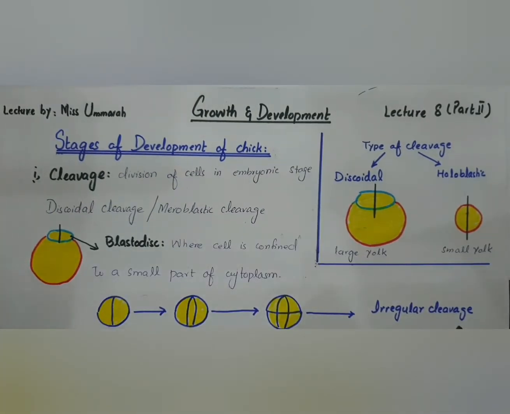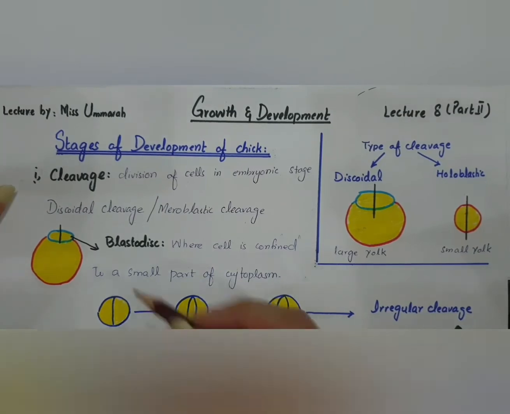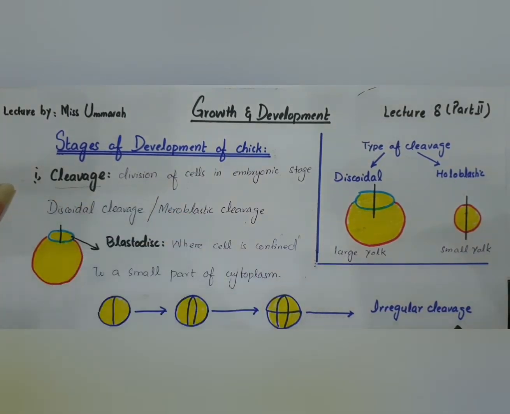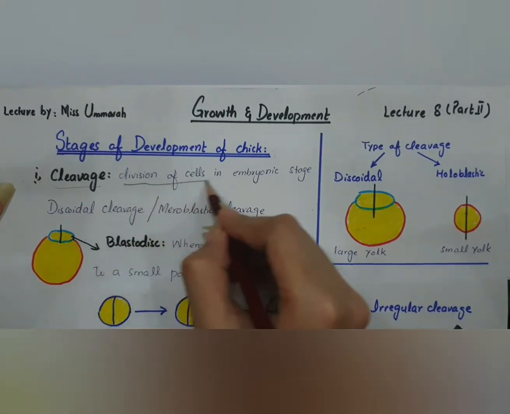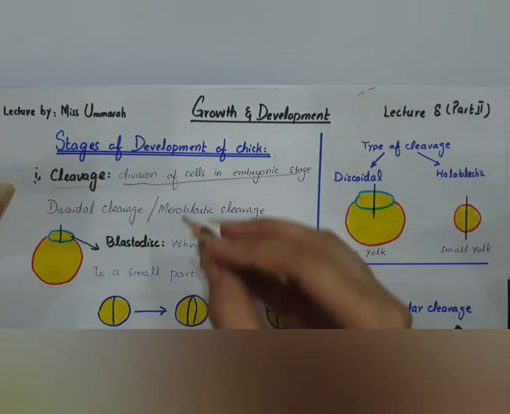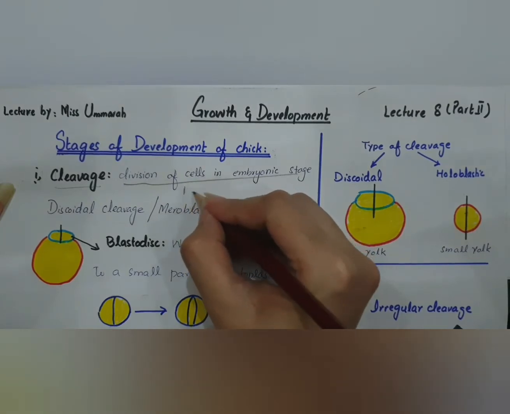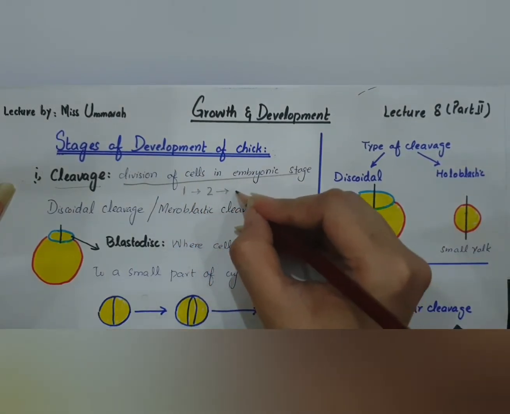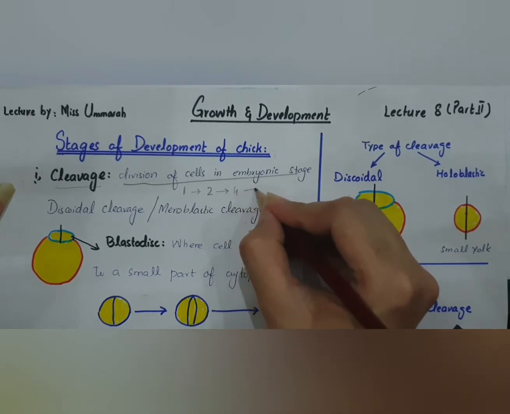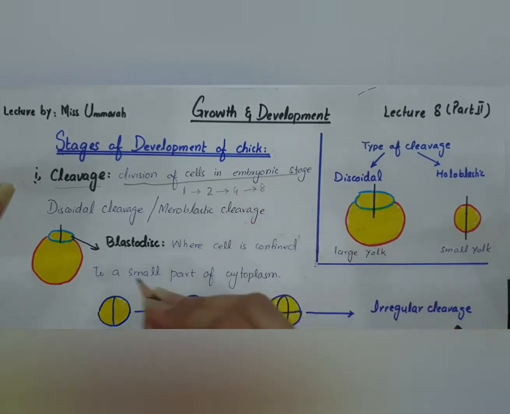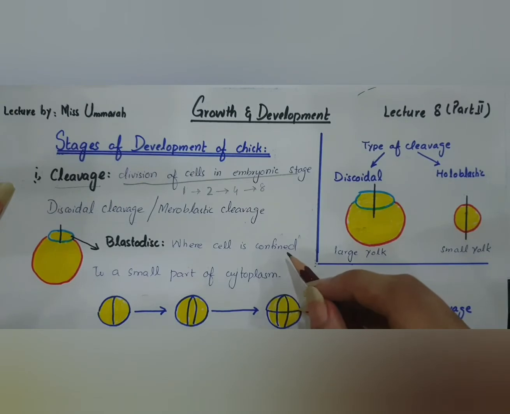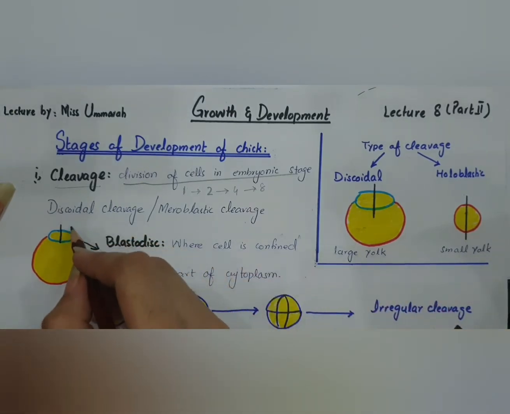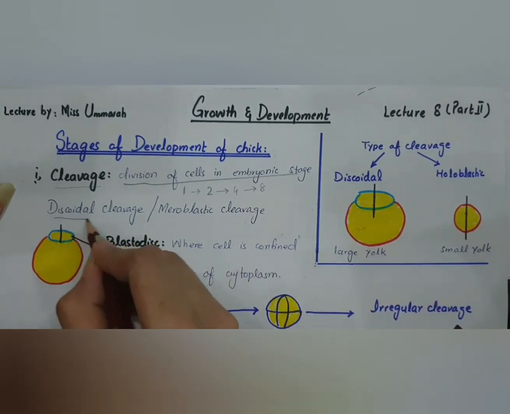The first developmental stage of the chick is cleavage. According to the definition in your book, cleavage is the division of cells in the embryonic stage. It means that one cell is divided into two cells, those two cells are divided into four, and those four cells are divided into eight, and so on. This is called cleavage. And in this stage, it is discoidal cleavage.